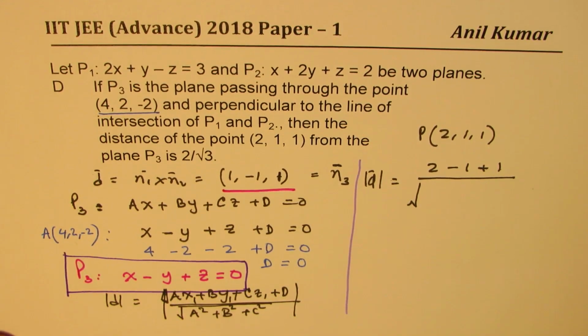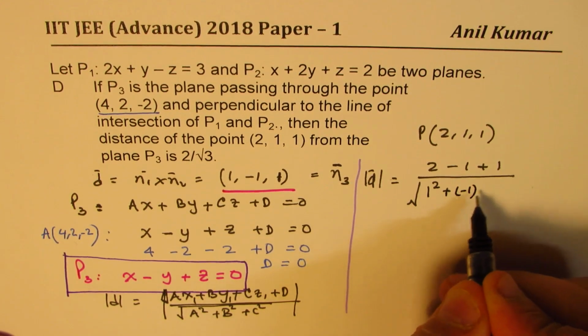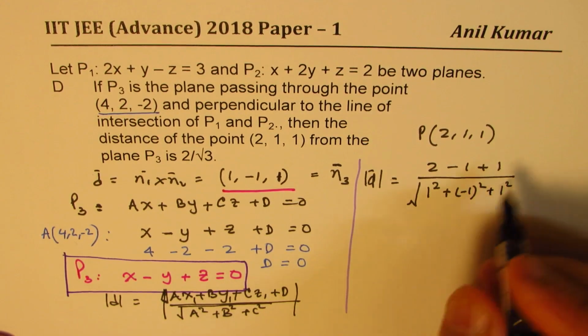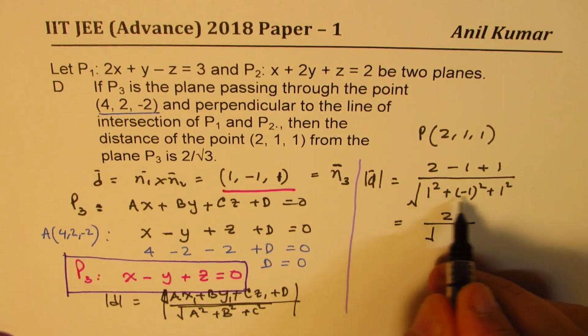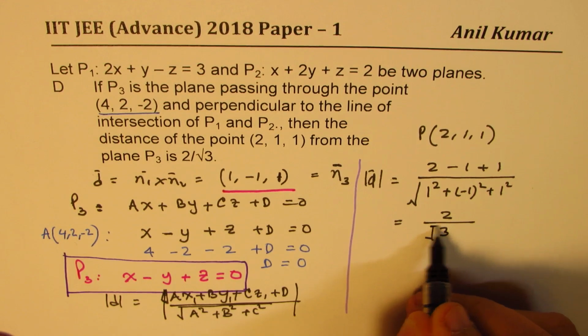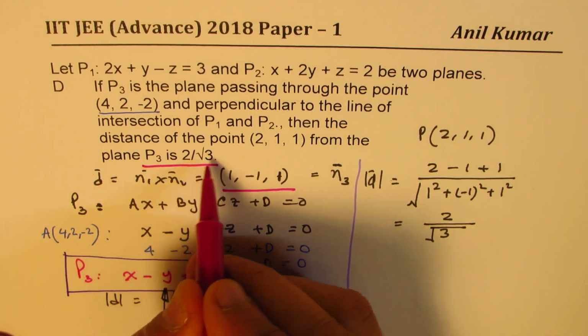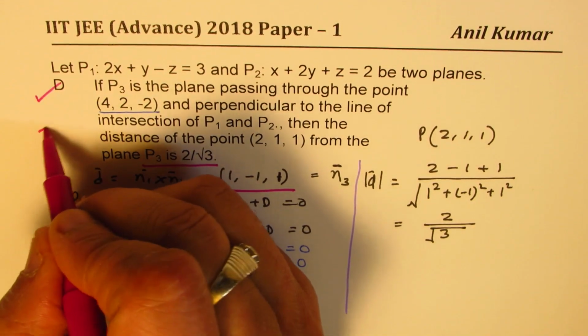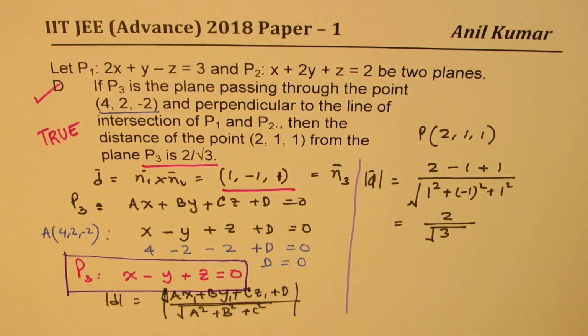So it is 1 square plus minus 1 square plus 1 square. That is the distance. So that is 2 over square root of 1 plus 1 plus 1, which is 3. So that is correct. We are given the P3 distance as 2 over square root 3. This is correct. So this is also true. Perfect. So in our answer, we got the last two as correct options.